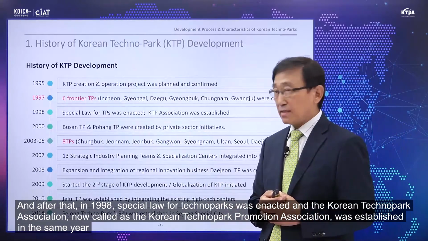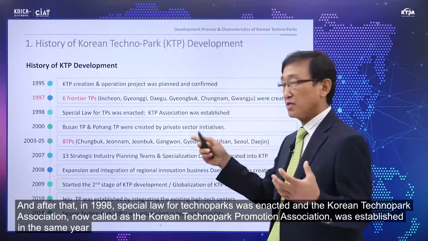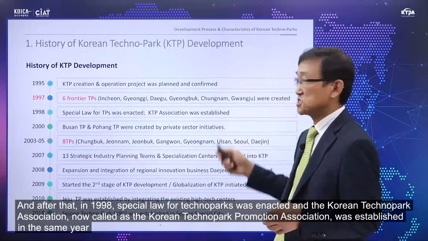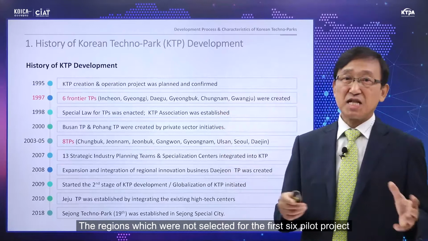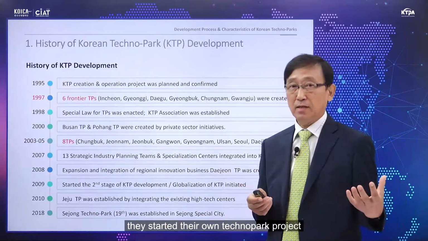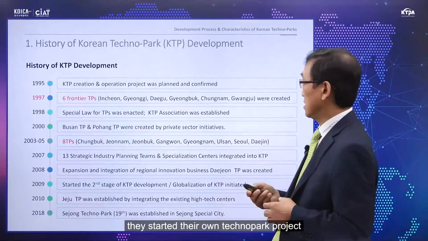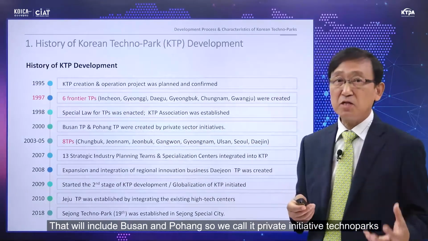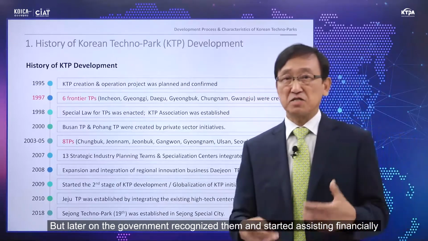After that, in 1998, a special law for technoparks was enacted. And the Korea Technopark Association, now called the Korea Technopark Promotion Association, was established in the same year. The regions which were not selected for the first 6 pilot projects started their own Technopark projects, including Busan and Pohang. So we call them private initiative Technoparks. But later on, the government recognized them and started assisting financially.